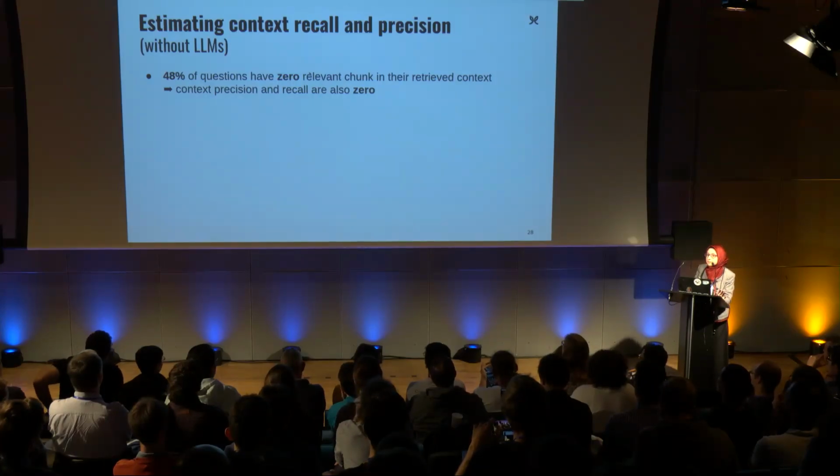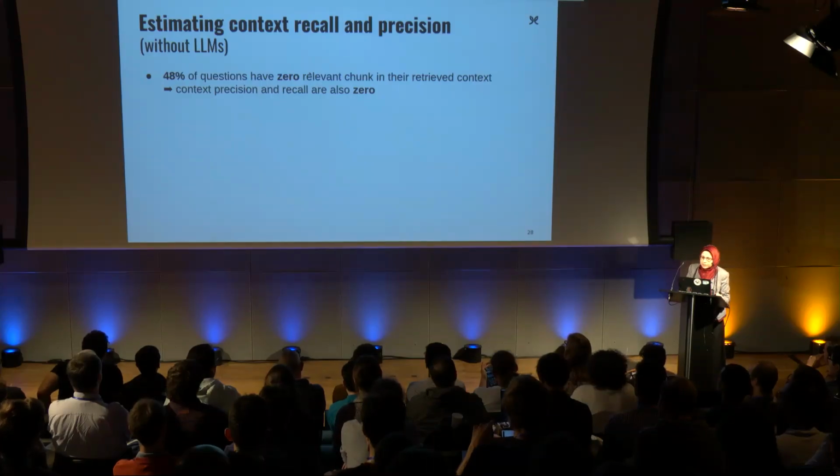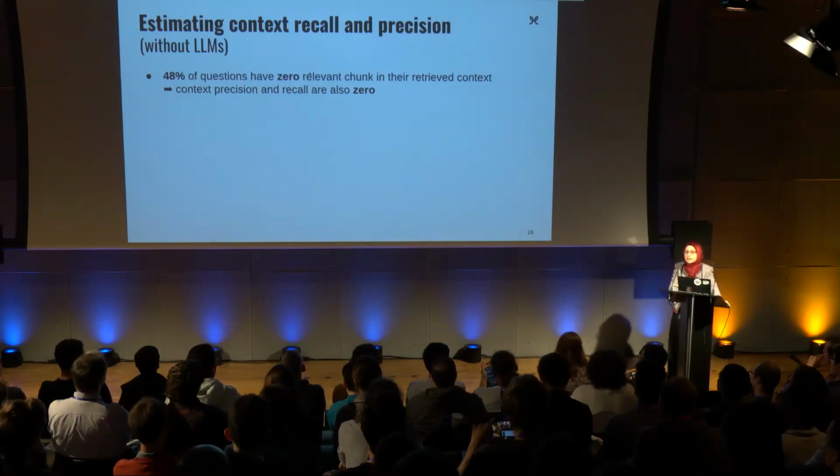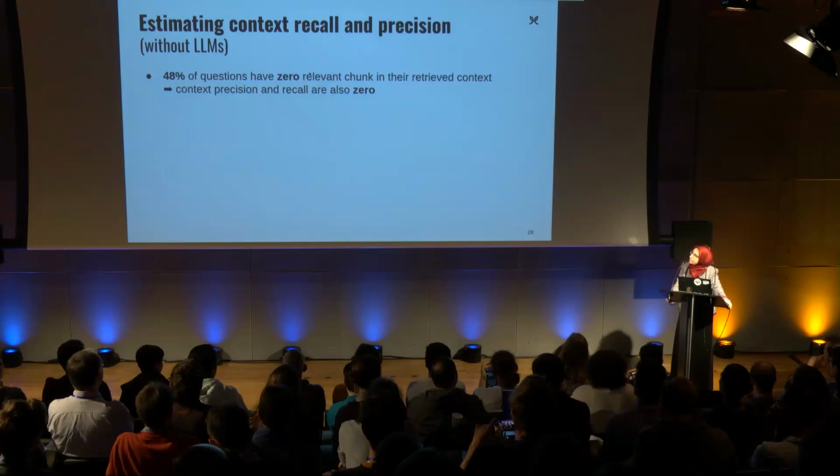Recall is bad. In 48% of the questions, you actually had 0 chunks in your retrieved context that were relevant to the ground truth context. So you had absolutely no information to go on to answer the question. This is not surprising to us. I don't know if many of you have gone through examples when doing RAG, but it's very common to have that. And when you have 0 chunks in your retrieved context that are relevant to the ground truth context, both context recall and context precision are 0. So in this case, it's very easy to know what these 2 should be.